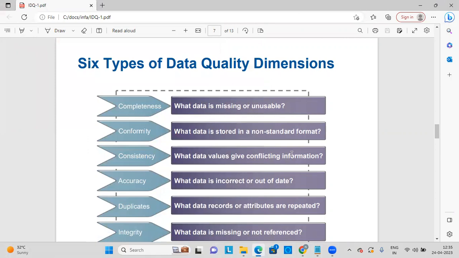So now the next point is accuracy. Can you see here? Which is incorrect, which is out of date. As per the methodology, we define accuracy based on predicted value against actual value. For example, we expect 99.9 accuracy, but we got 99.